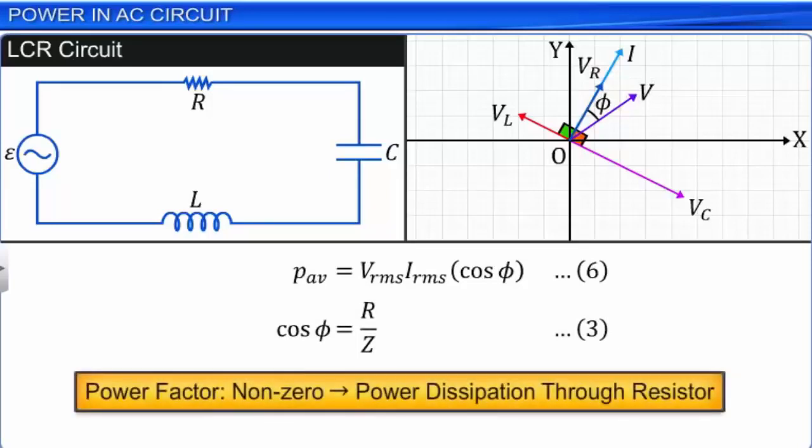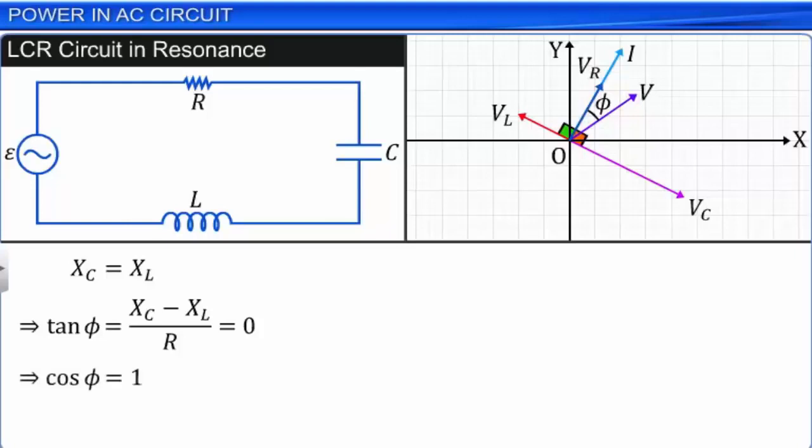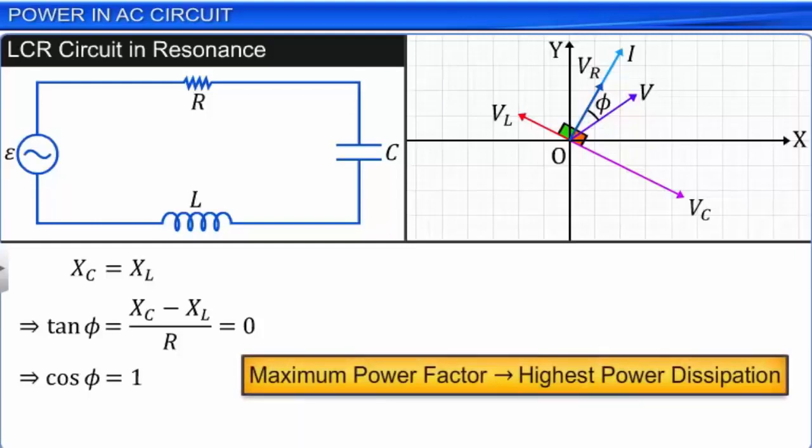If the LCR series AC circuit is in resonance, that is, the capacitive reactance XC is equal to the inductive reactance XL, then we know that the value of tan phi reduces to 0. This implies that the value of phi is 0 and hence the power factor cos phi is equal to 1. Hence, the power dissipation in an LCR circuit is the maximum as the power factor becomes unity. The average power, in this case, is equal to the product of Vrms and Irms.